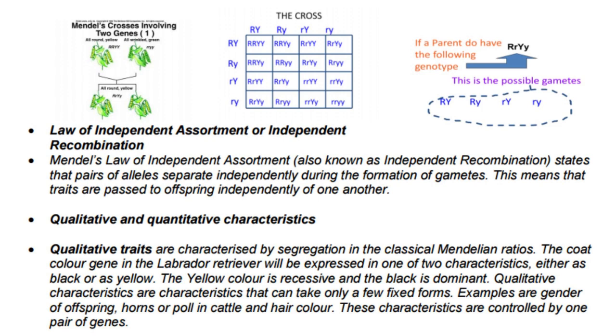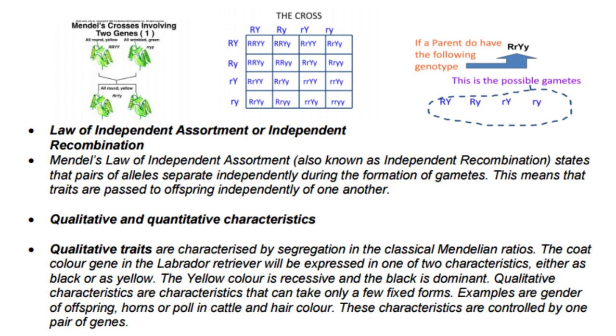Law of independent assortment or independent recombination. Mendel's law of independent assortment, also known as independent recombination, states that pairs of alleles separate independently during the formation of gametes. This means that traits are passed to offspring independently of one another.